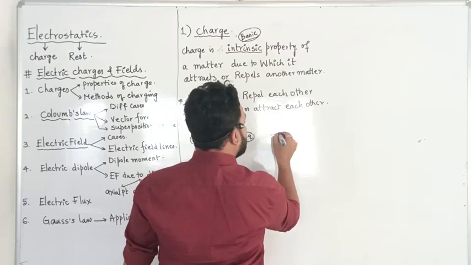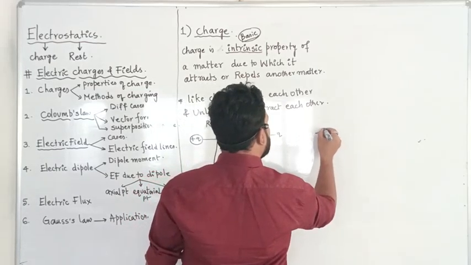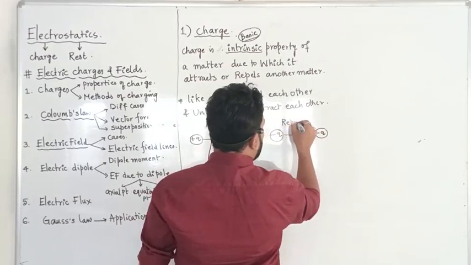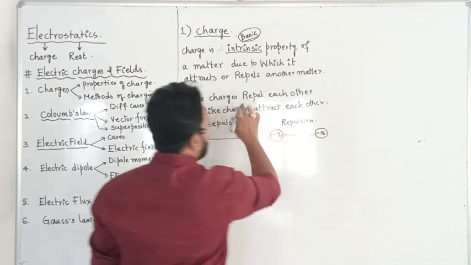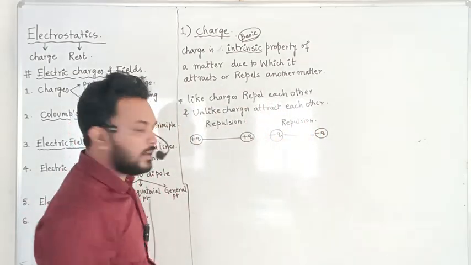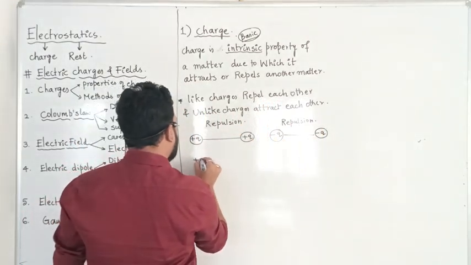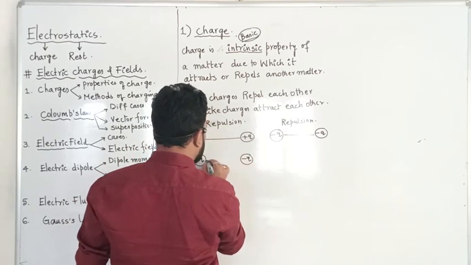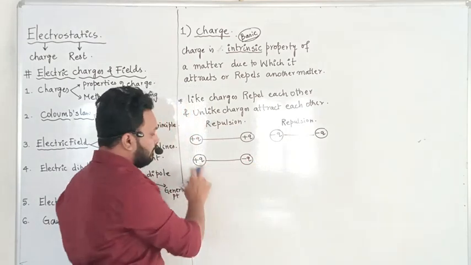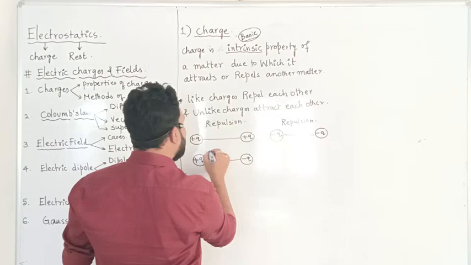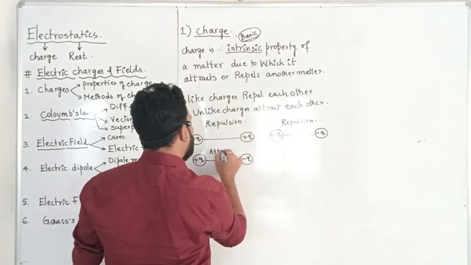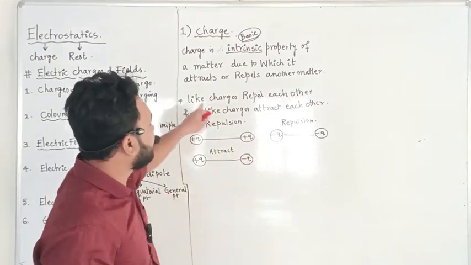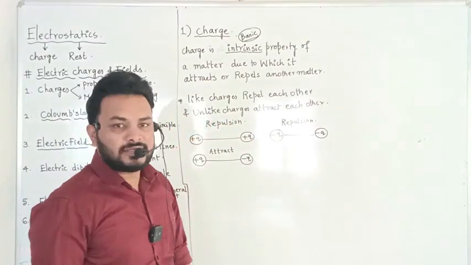Suppose there is a minus q and another minus q charge. Again, here there is a repulsion. Like charges repel each other, unlike charges attract each other. Suppose we take a plus q charge and a minus q charge. These are unlike charges, so these two charges will attract each other. Simply, like charges repel each other and unlike charges attract each other.